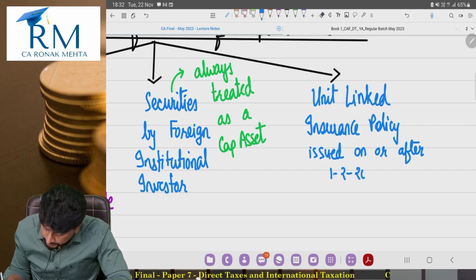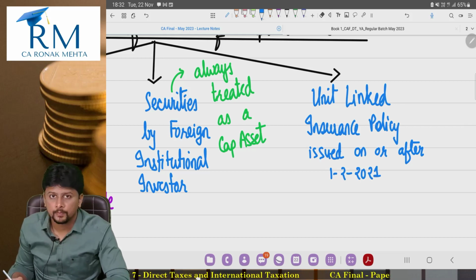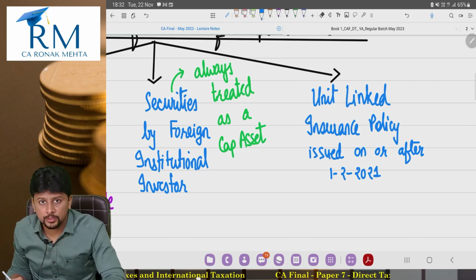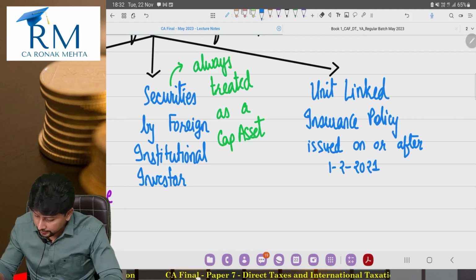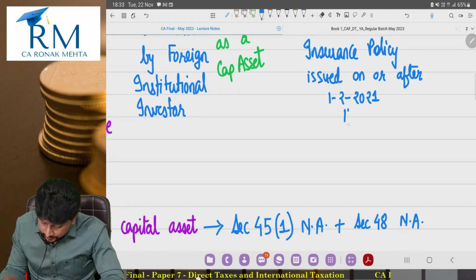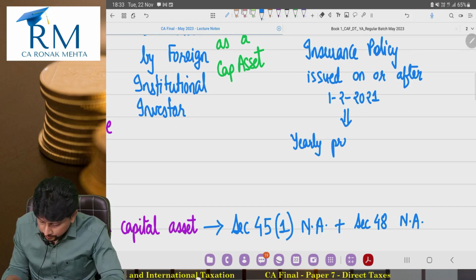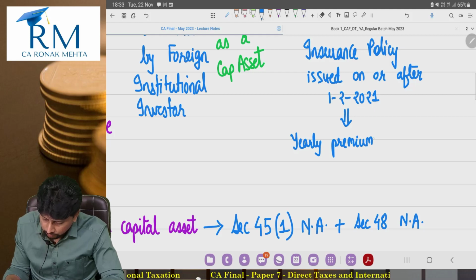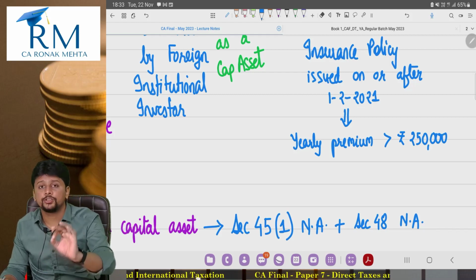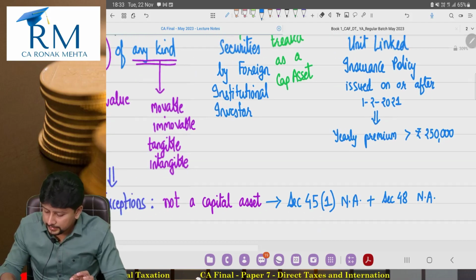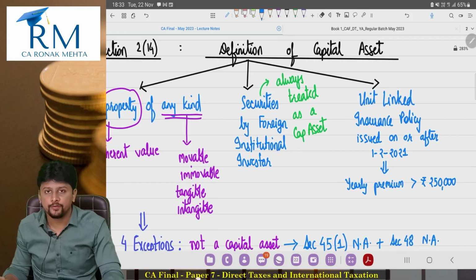1st February 2021. A unit linked insurance policy which is issued on or after 1st Feb 2021 and the yearly premium exceeds 2,50,000, then this unit linked insurance policy is a capital asset as per the definition.